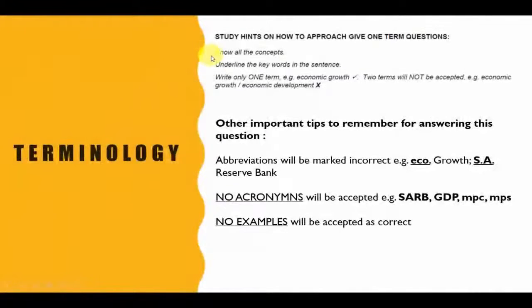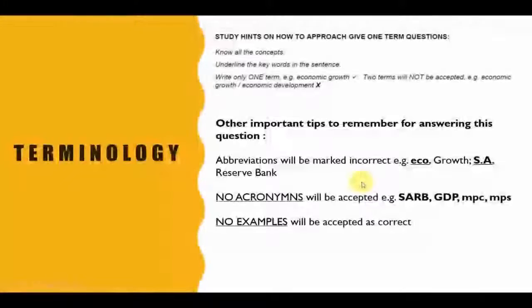So it says at the top here, know your concepts, underline the key words in the sentence. And guys, this is important. Write only one term. Do not write more than one answer. I hope you guys have got that message by now. I think it's the third time I'm saying it. If you write more than one answer, even if one of the answers is correct, you will not get the marks. Because how does the marker know which one you actually think is correct? You've written 2 options.